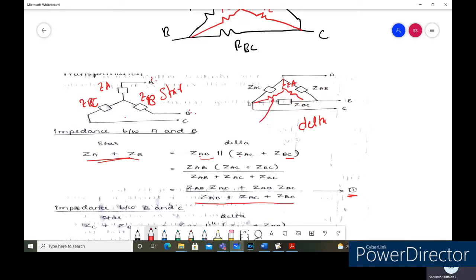So this is node C and this is node B. So this is nothing but ZC, and this is nothing but ZB. So we can write ZB as the product of ZAB into ZBC divided by the sum of all those terms. Similarly, ZC is the product of the neighbor impedances ZAC and ZBC divided by the sum of all the impedances. So we got the same expression as here.